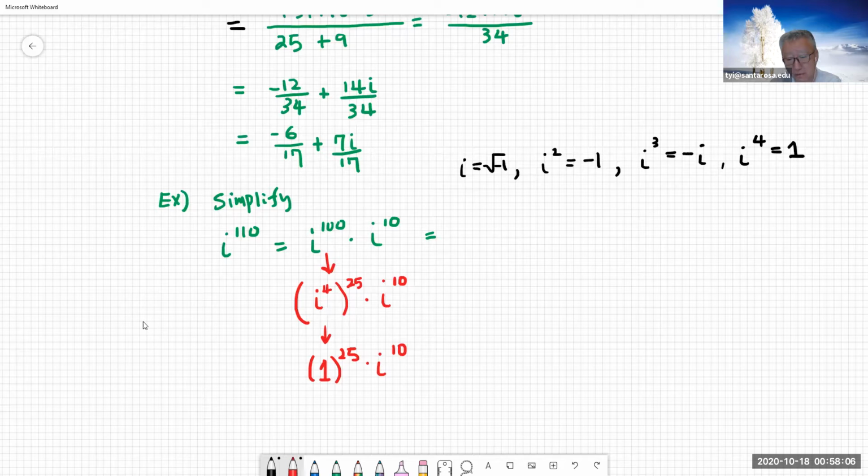Now remember that when we broke i to the 110 into i to the 100 times i to the 10, we were using the laws of exponents, the product rule. And when I rewrote i to the 100 as i to the 4th to the 25th, we applied the power rule. So we have 1 to the 25th power, which is just 1, and 1 times i to the 10.